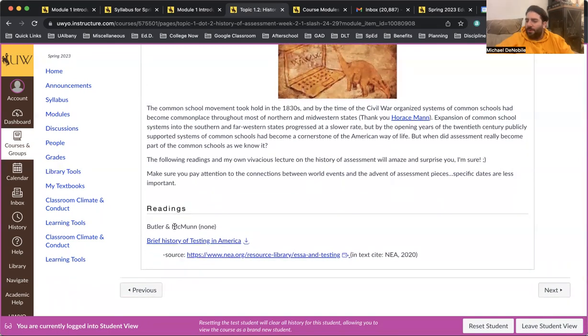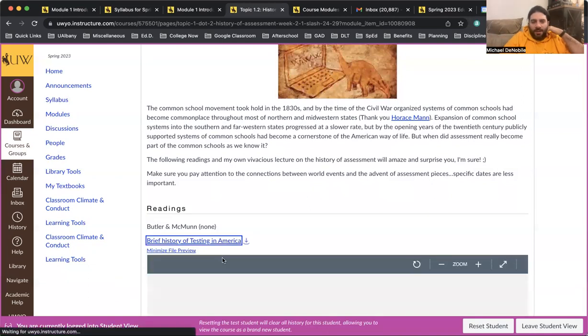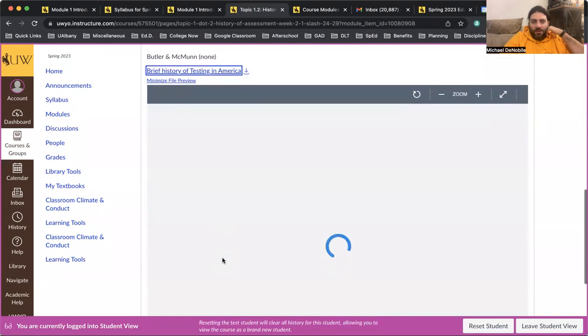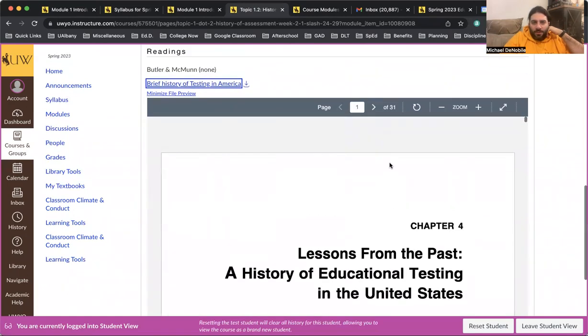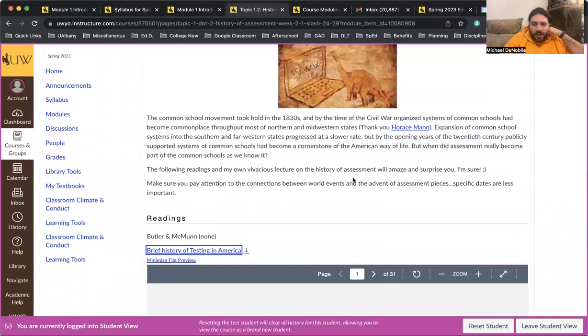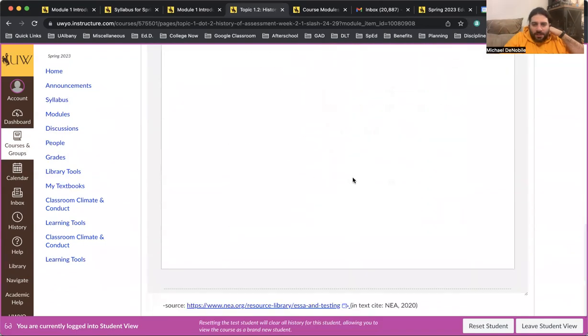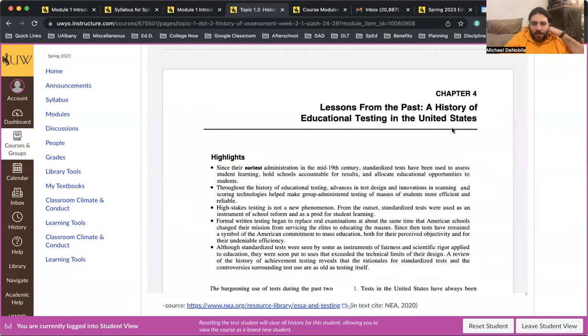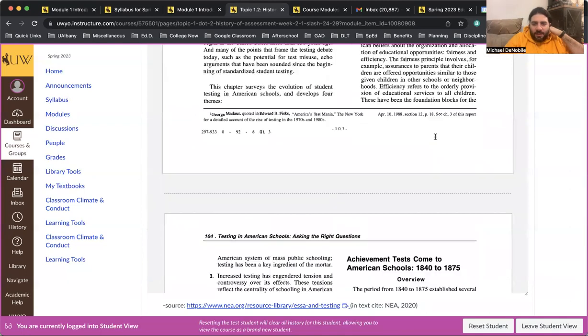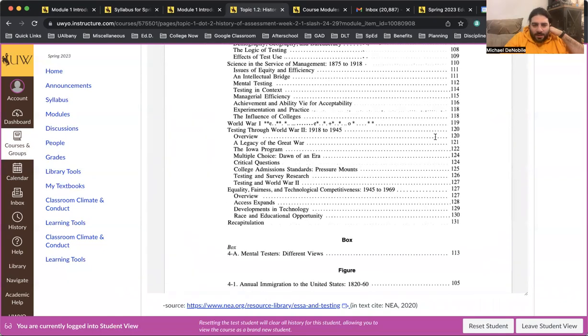You're not reading from the textbook for week 2. This is the textbook. You're not reading from the textbook week 2. You're reading from this PDF. You could read it right on the screen. This particular one is 31 pages, and you're going to be reading this whole packet for week 2. You're reading this chapter 4, a history of educational testing.